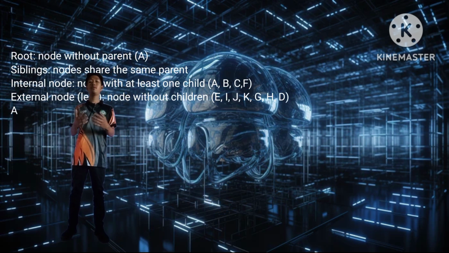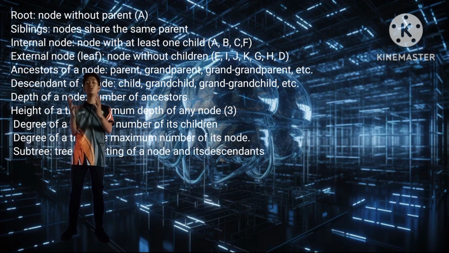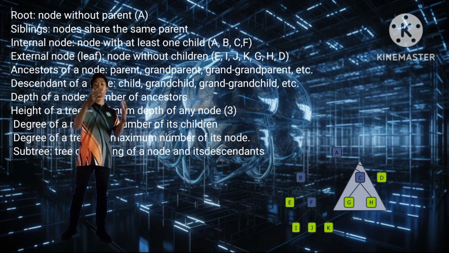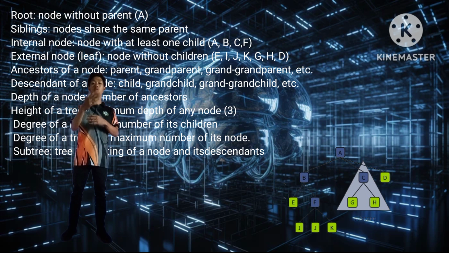And now we have the tree terminology. So, first, we have the root. A root is a node without a parent. An example of that is A. And then we have siblings. Nodes that share the same parent. An example of that is E and F because they share the same parent, which is node B.